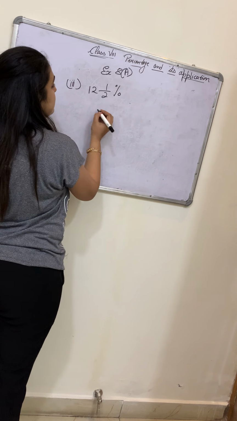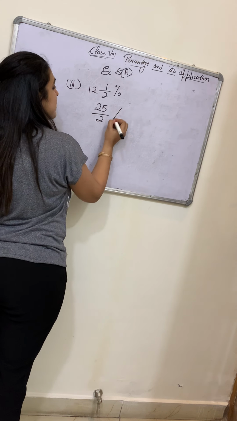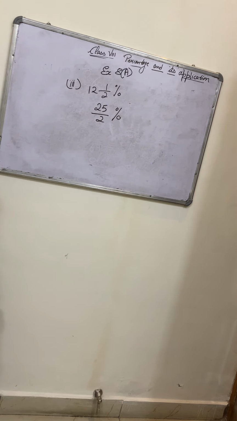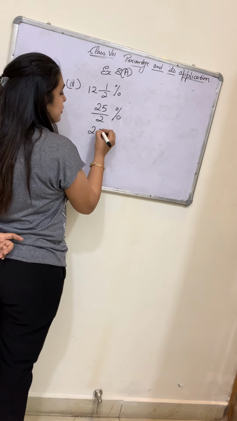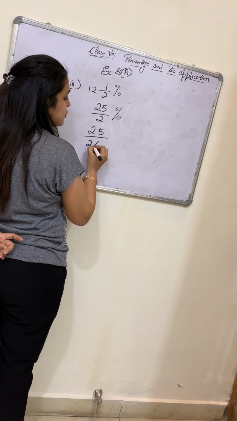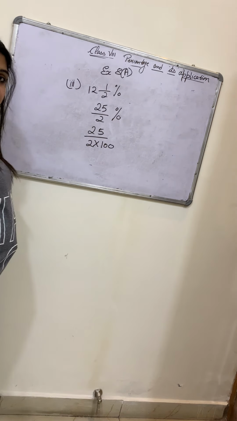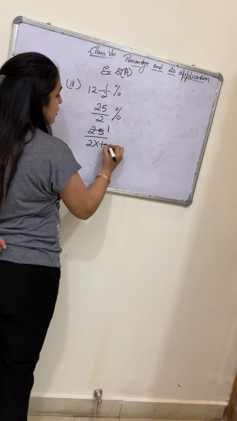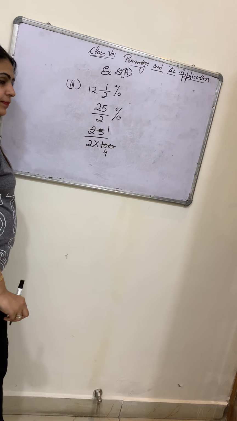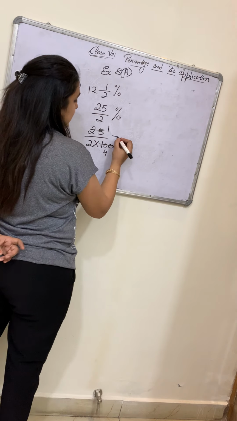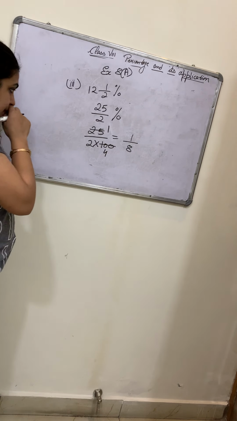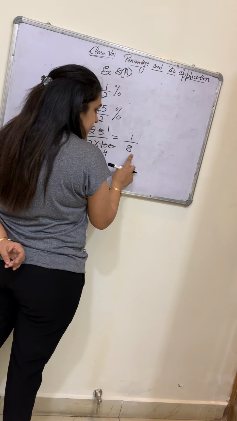So first of all, 12 2s are 24, 25 upon 2%. हमने इसको mixed percentage से changed into normal fractional percentage. The values are 24 plus 1, 25 upon 2. Now for changing it into decimal or fraction, what are we going to do? We are going to divide it by 100. नीचे हमारे पास 100 आ गया. 25 ones are 25, 25 fours are 100. This becomes 1 upon 8. This is the fraction. Okay, 1 upon 8 is the fraction.